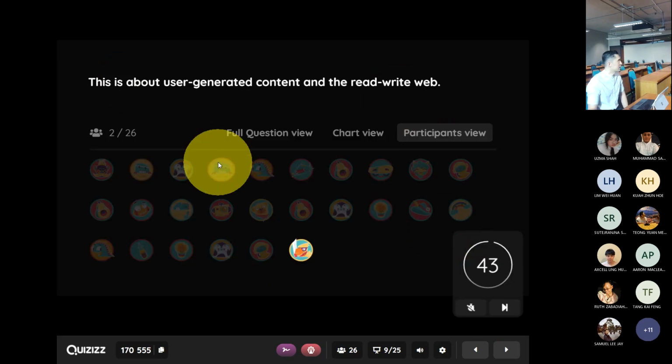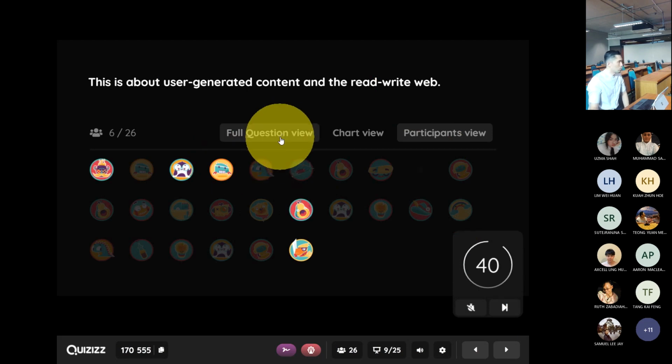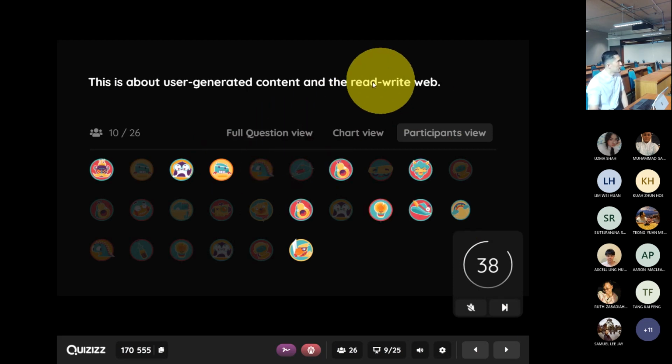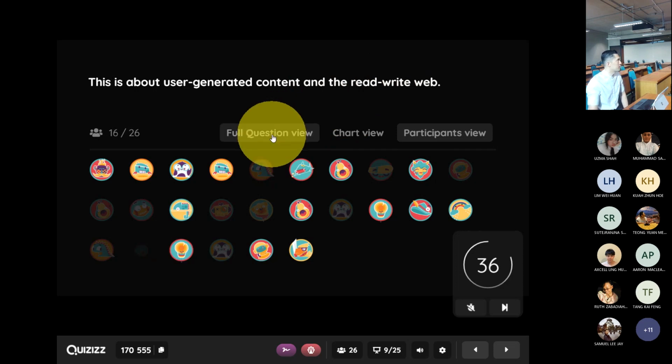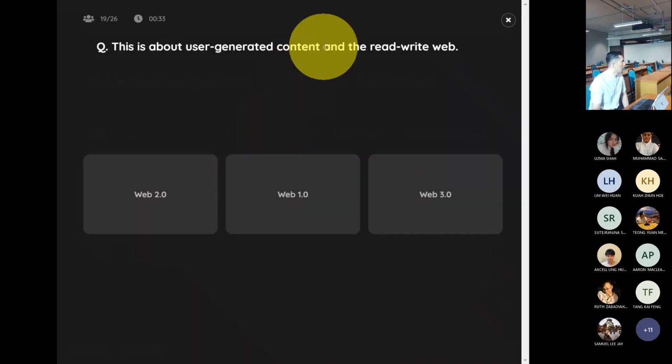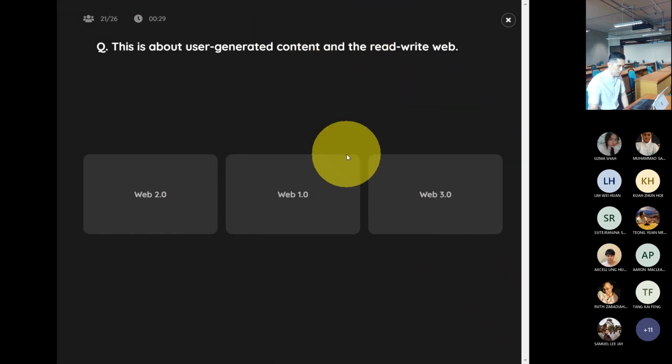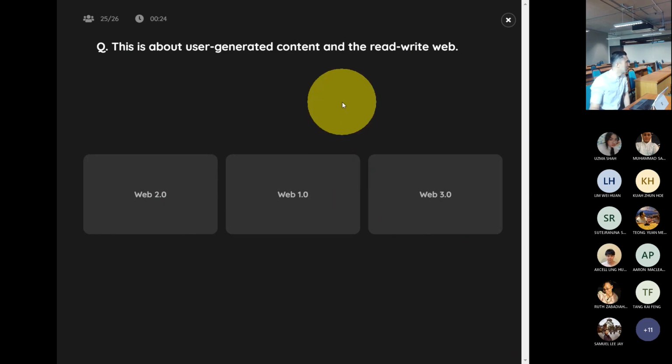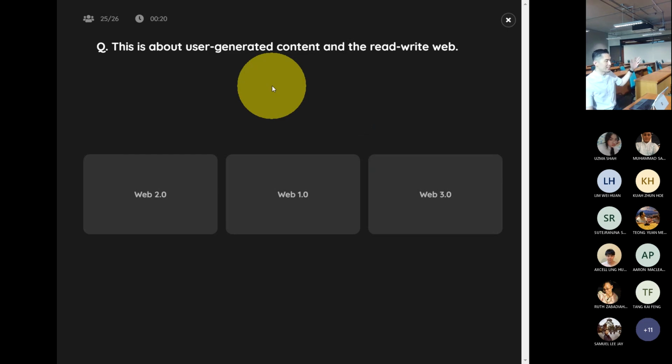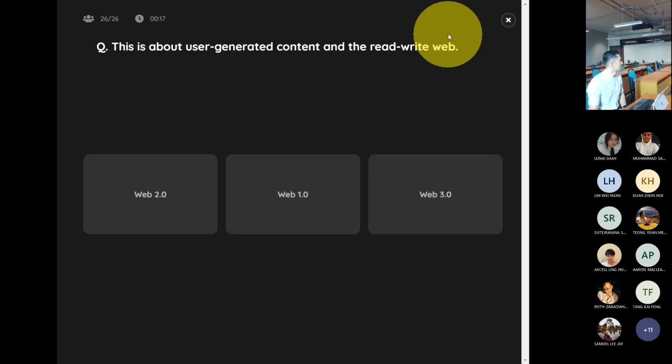This is about user-generated content and the read-write web. So rather than read-only, now you see the words read-write web. User-generated content and read-write web. I somehow only remember the explanation for Web 1.0, but not 2 and 3. 1.0 is the easiest to remember. So now you are facing a question that asks about something that obviously is not Web 1.0 anymore, even though the option is there. But you still have an option to choose between 2 and 3.